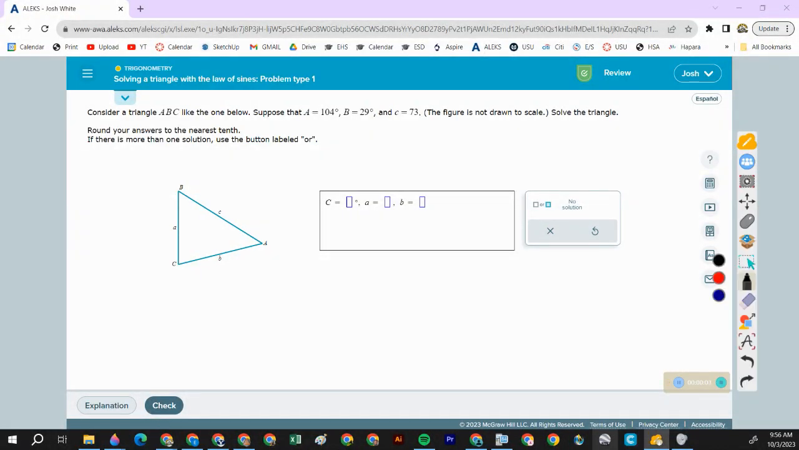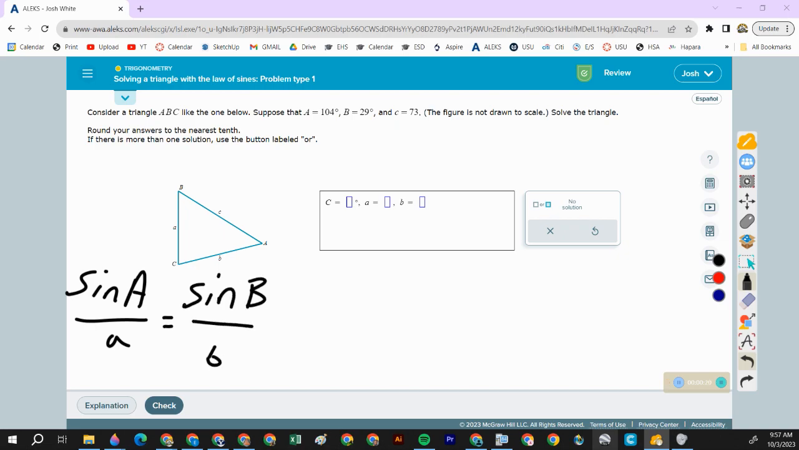I have lumped 4.7 and 4.8 together, and they deal with the law of sines and the law of cosines. The law of sines is actually pretty simple. It's the sine of angle A over side A is equal to the sine of angle B over side B, which is equal to the sine of angle C over side C.